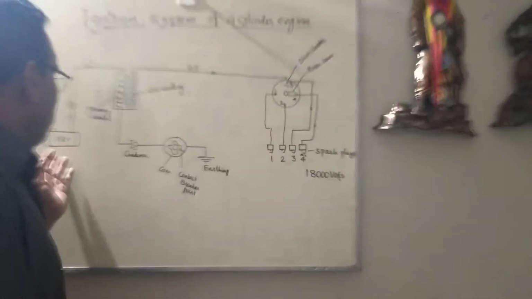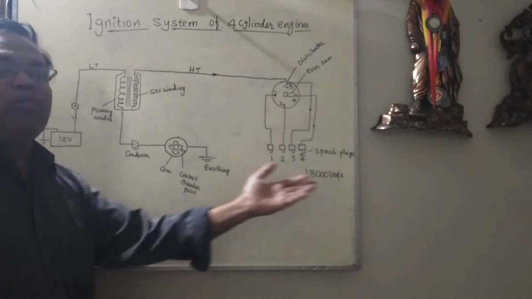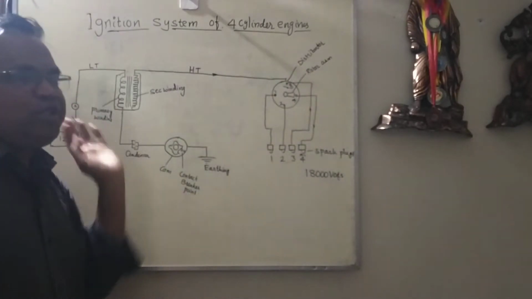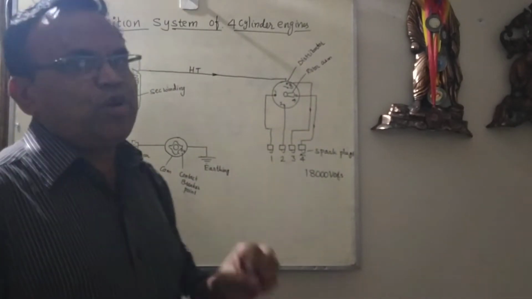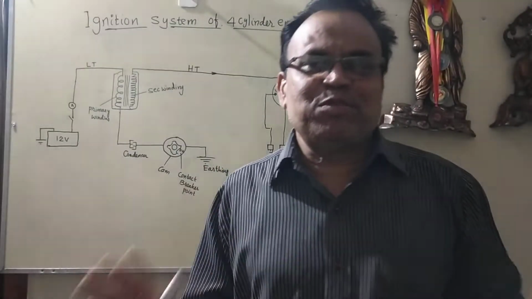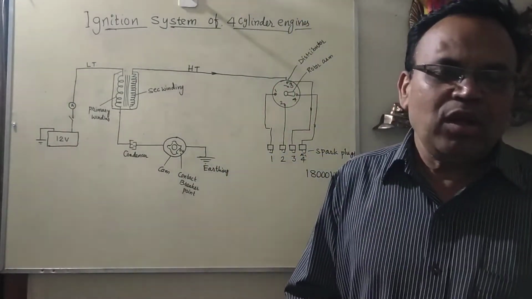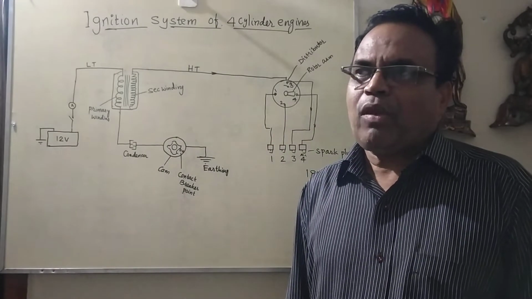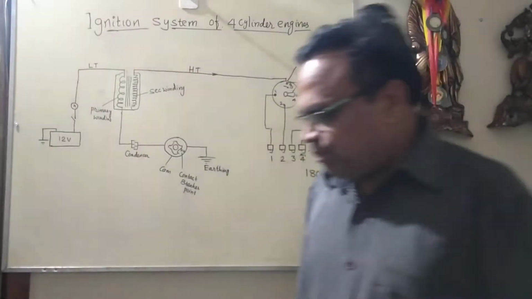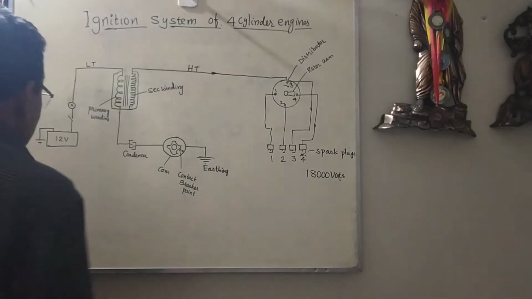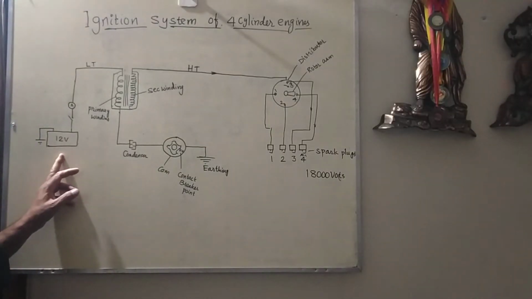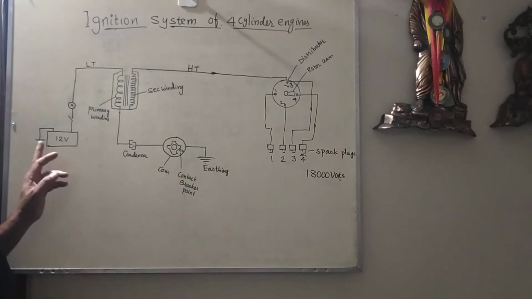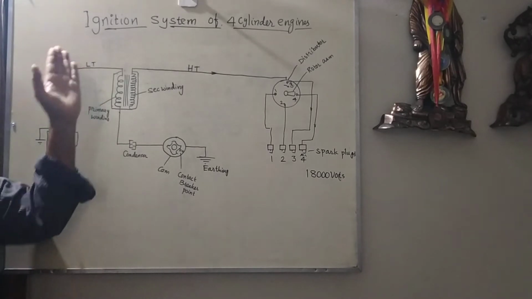To convert this low voltage of 12 volts up to high voltage, the ignition system is designed. Its main function is to produce a high electric spark at the spark plugs for combustion of the air and fuel mixture in petrol engines. So here is how it starts. The 12 volt battery, where the positive is earthed and the negative goes to the system.